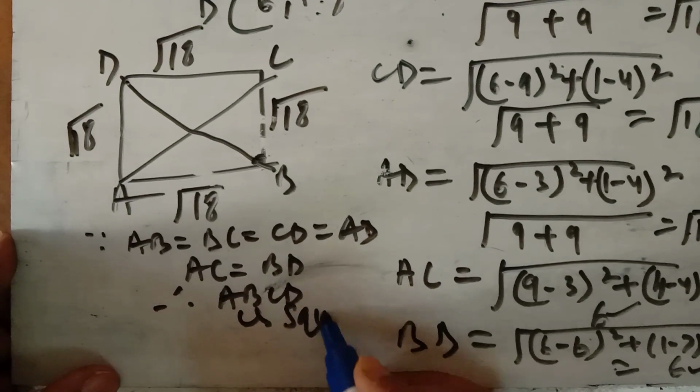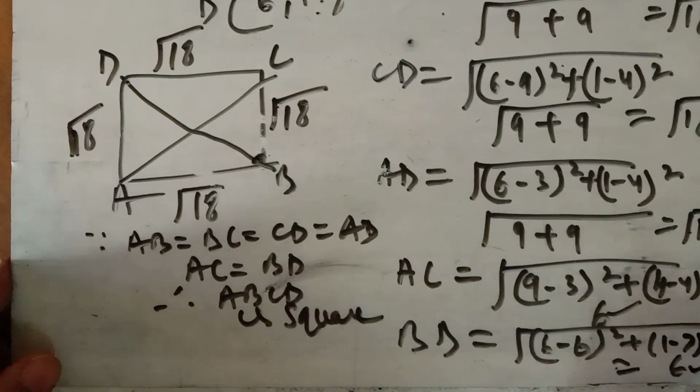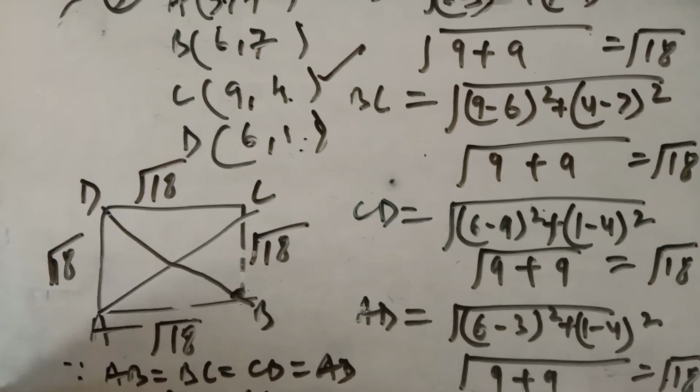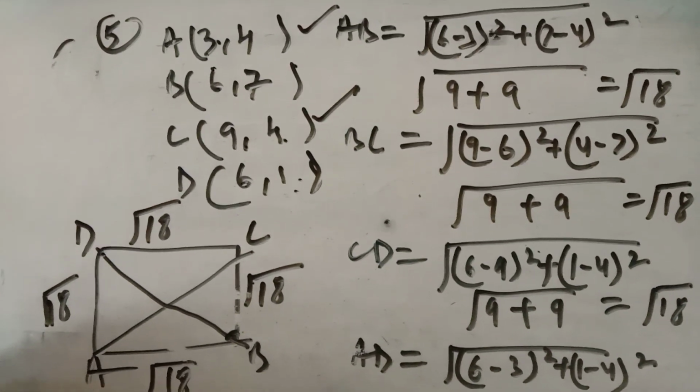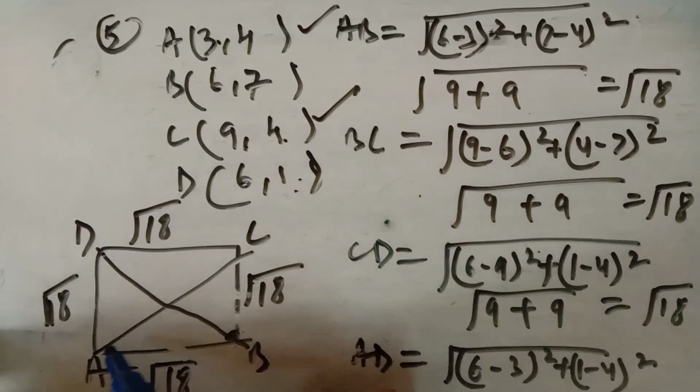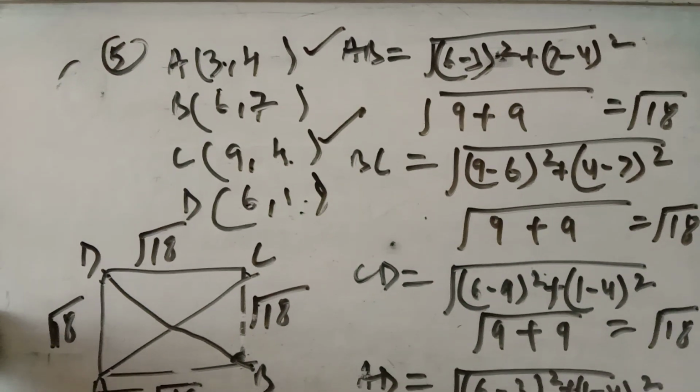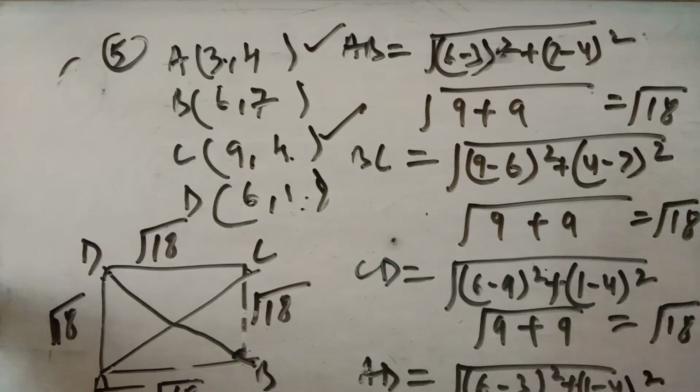So when you have to prove that the quadrilateral is a square, you have to prove that all sides are equal and the lengths of the diagonals are also equal. The distance between A and C and the distance between B and D, that is the lengths of the diagonals, are also equal to each other. Then it will be a square. So these four points, whose coordinates are given, are forming a square.